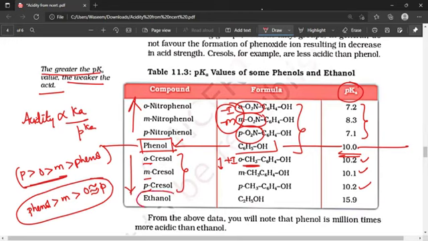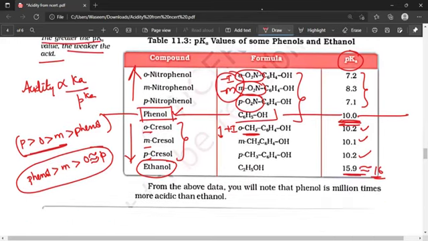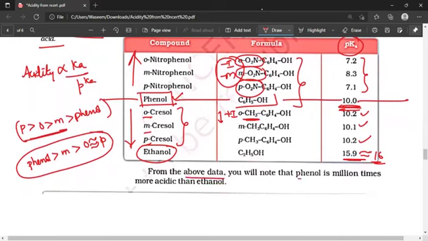Now compare ethanol. As I told you, phenol is more acidic than aliphatic alcohols. Now look at the pKa values, 10 and 15.9, means equal to 16 if you take. So now look at what the statement is telling. According to the above data, we can say phenol is 1 million times more acidic than ethanol. Look at the pKa values and you can decide. Very important. So that is about the acidity in case of alcohols and phenols.